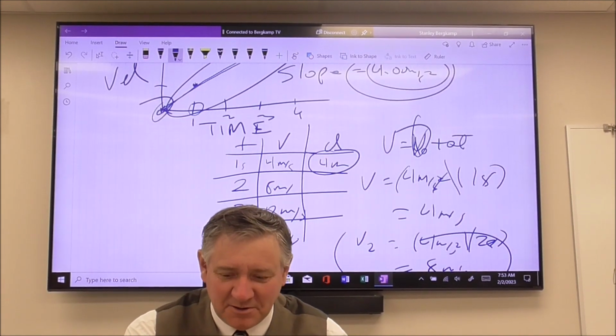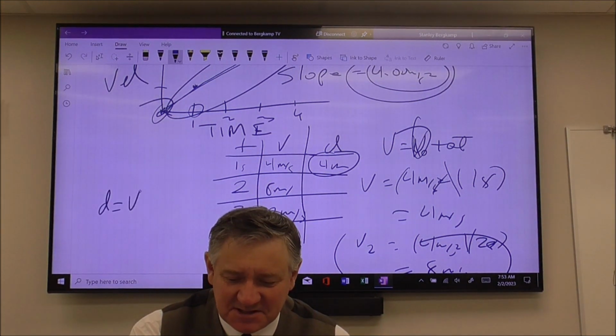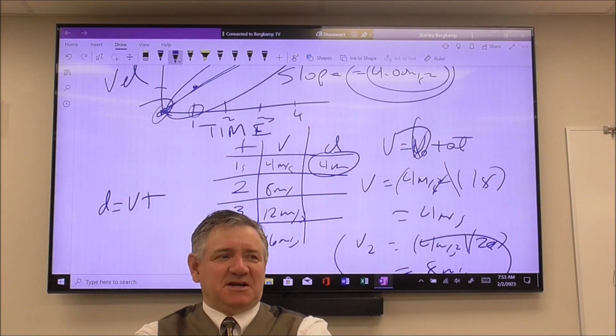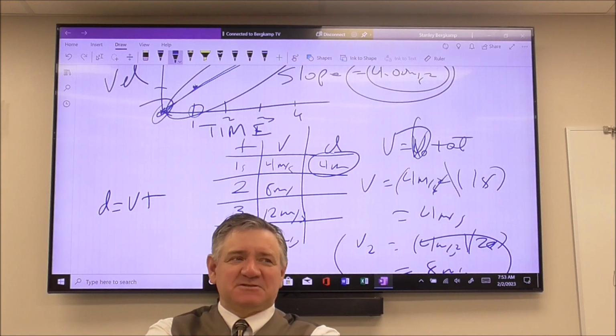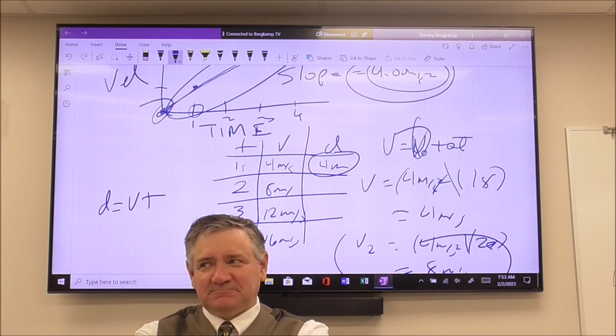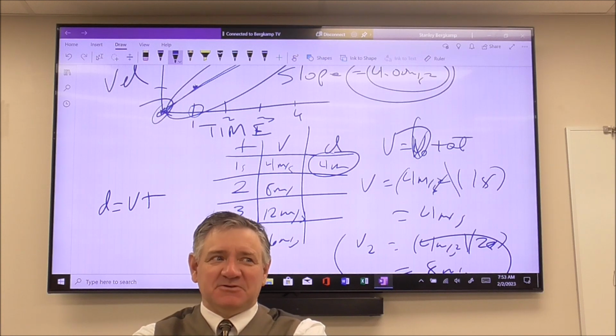Gray hairs just sprouted all over my head. You're trying to use distance equals velocity times time. You're trying to take 4 meters per second times 1 second. What did I tell you all yesterday not to do? Never use it. What did I tell you never to use in this unit? Just that equation. What did you just do?